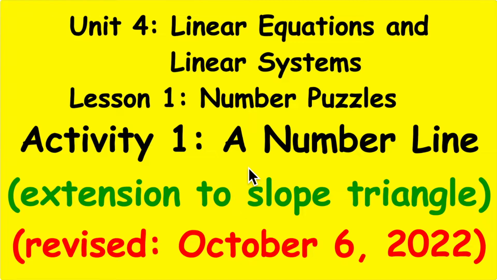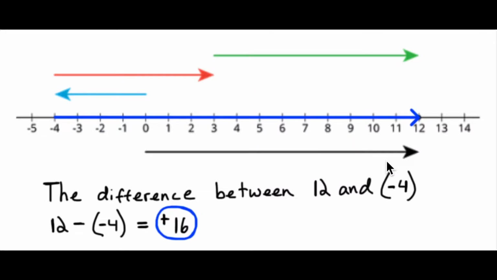I want to extend this idea of finding the difference between 2 points to calculating the slope of a line using the coordinates of 2 points that are on that line and its related slope triangle. I'm going to use these same 2 points. Here's the positive 12 and here's the negative 4. And the distance between them are these positive 16 units.